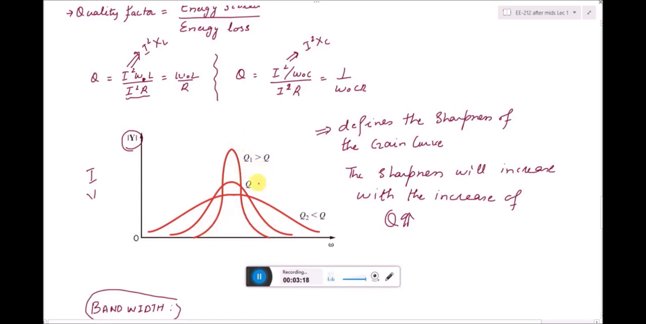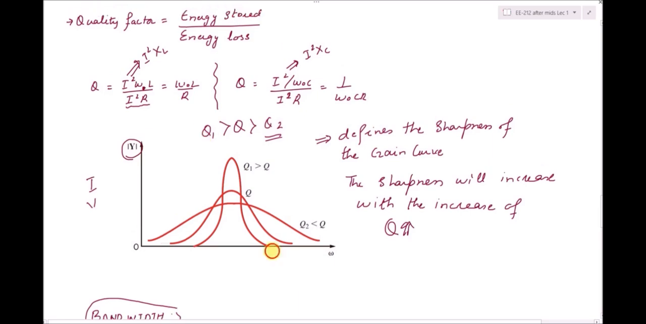So if I have to define the different Qs in these curves, there are three different curves. So Q1 is greater than Q is greater than Q2, because the sharpest one is Q1, so it is the biggest value, and the least sharpness is in Q2. So the last one, that is the most flat curve, it is Q2. So Q2 is the smallest value and Q1 is the largest value.